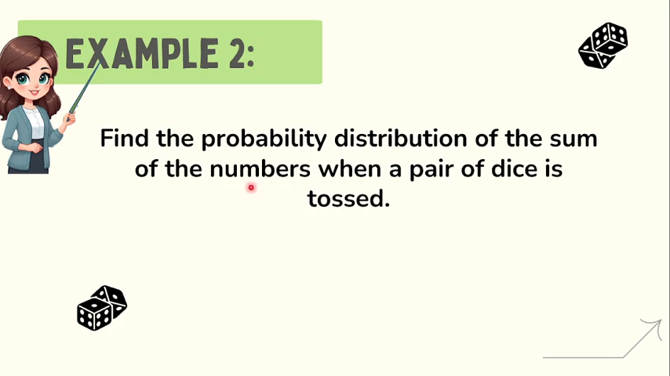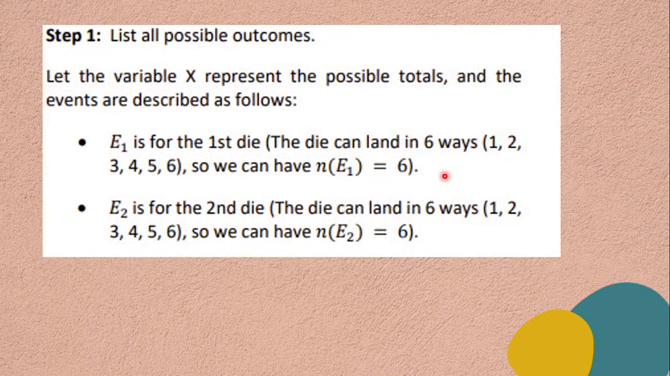So here we are going to find the probability distribution of the sum of the numbers when a pair of dice is tossed. Meaning, dalawa yung dice natin kasi pair man siya na ni-roll natin or tinose. So, first of course, again, we have to list all possible outcomes. I-list na naman natin yung possible outcomes. So, we let the variable x represent the possible totals. And the events are described as follows.